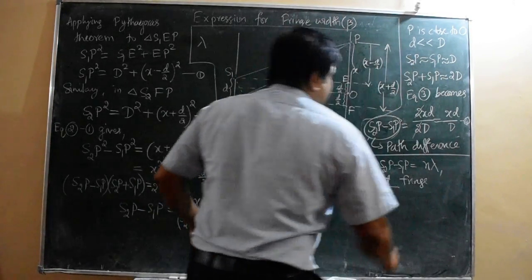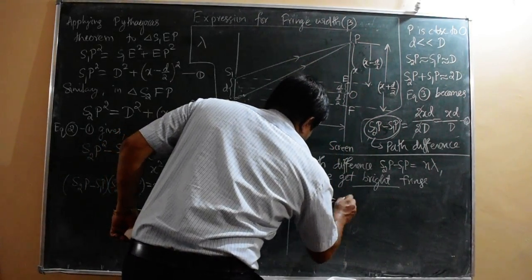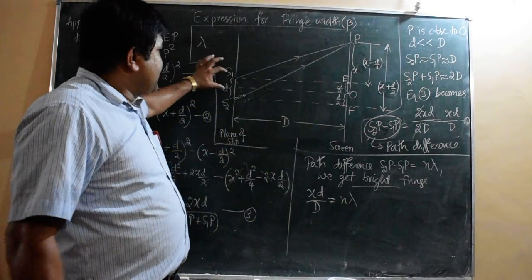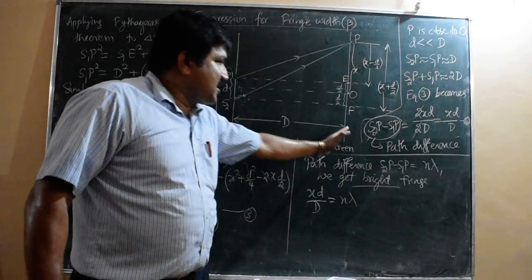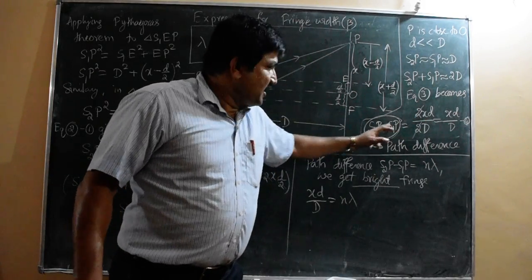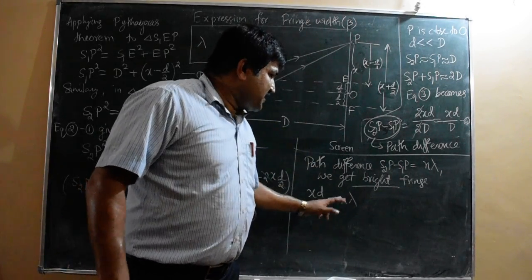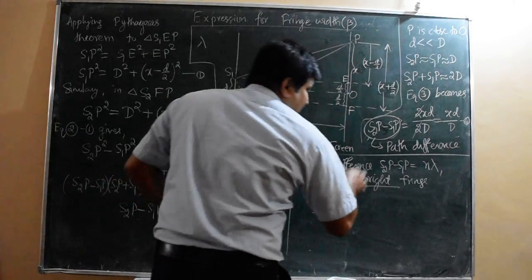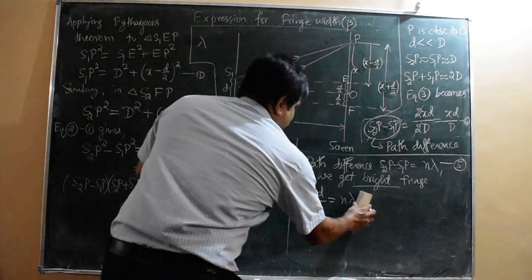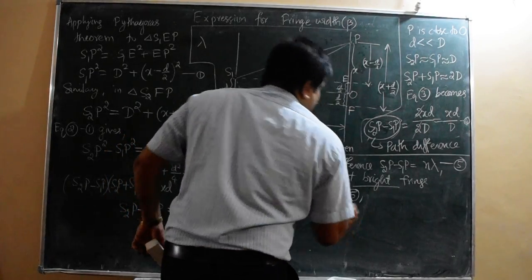So then what happens? Compare the two equations. That is xd by capital D equals n lambda. Small d is the distance between the slits, and capital D is the distance of the screen from the slits. So xd by D on the LHS is the path difference, and the path difference condition we have seen in the previous class after the theory of interference: path difference equal to n lambda gives a bright fringe. So comparing equation 4 and equation 5, what can we write?